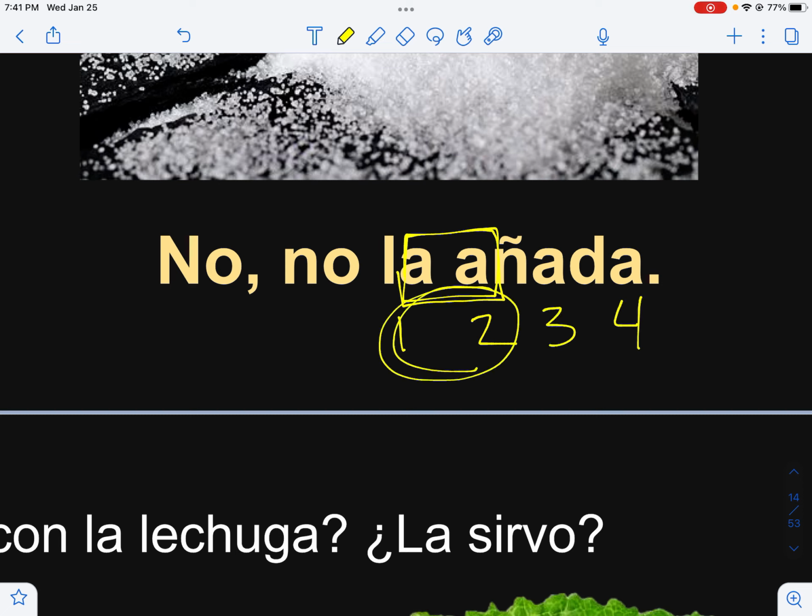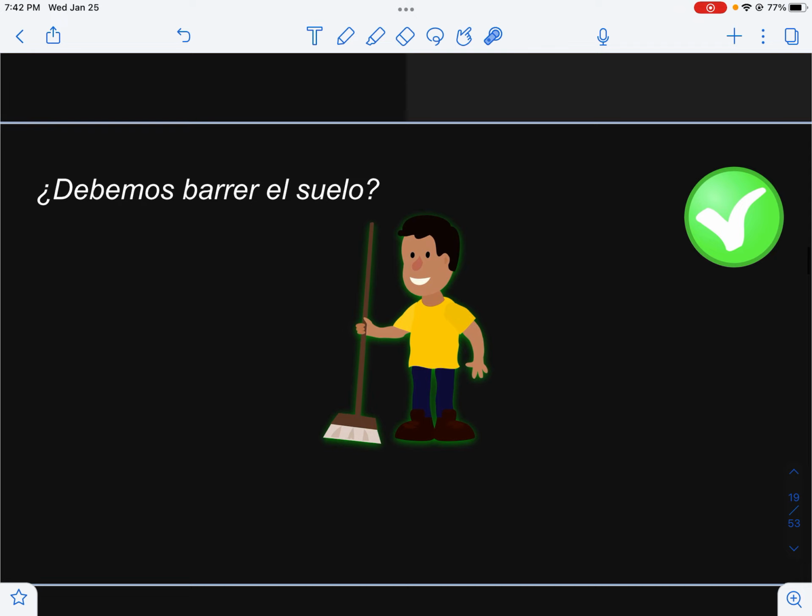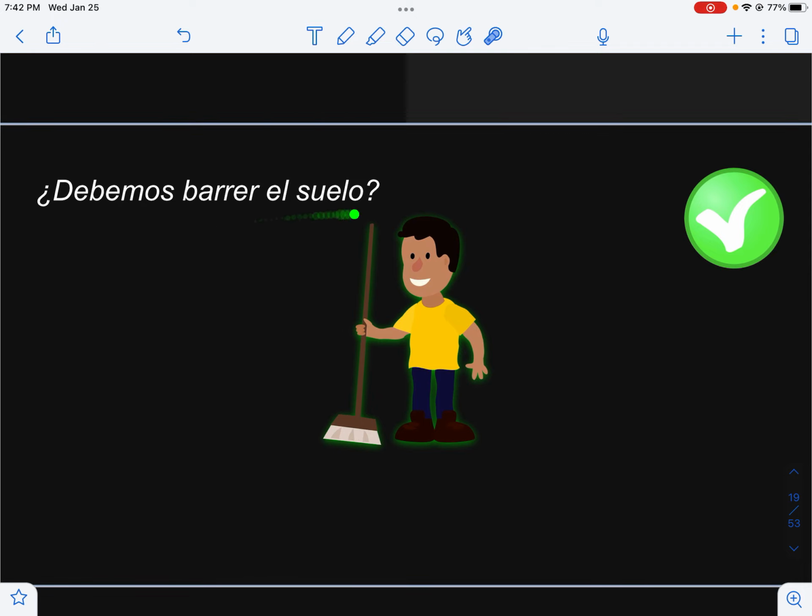So that's nice. Okay, aquí tenemos actividad 14. Primero tenemos que hacer un sí y luego un no. Por ejemplo, debemos barrer el suelo. Now it's debemos, which means it's going to be in ustedes command. And we always have a sí. So sí, and then we have our command.